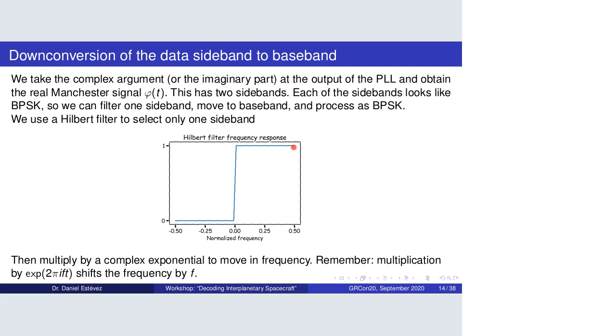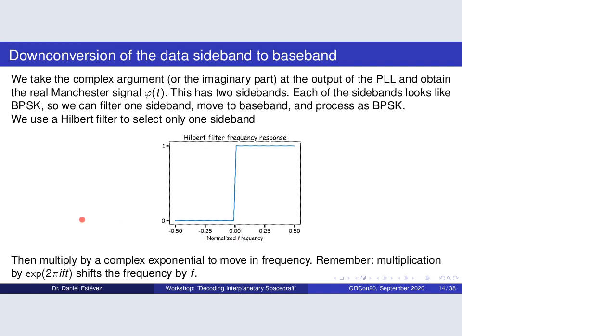And then we are going to move it to baseband, which means move the right sideband to the center. You'll see what this looks like in GNU Radio. Remember that if we want to move in frequency, we can multiply by a complex exponential, because multiplying by a complex exponential is the same as shifting in frequency. So in here, we'll multiply by an exponential of negative frequency to move this frequency down to 0.